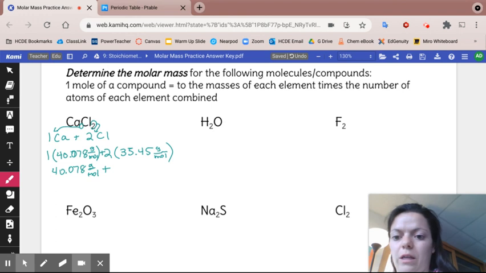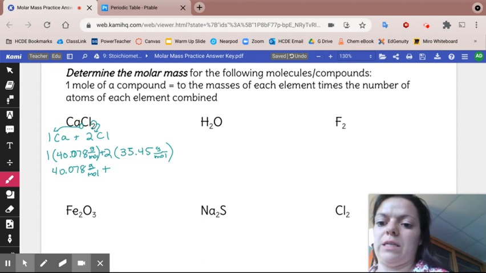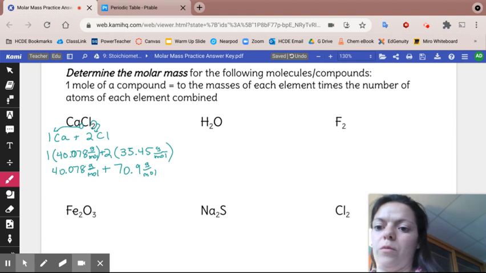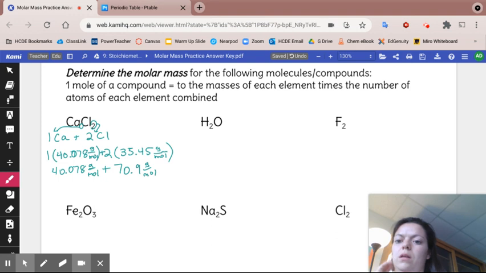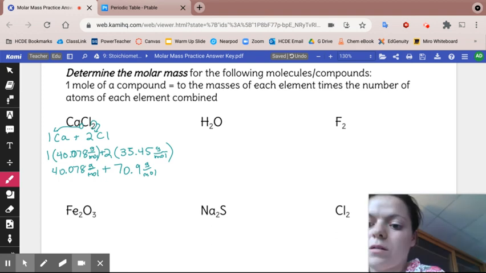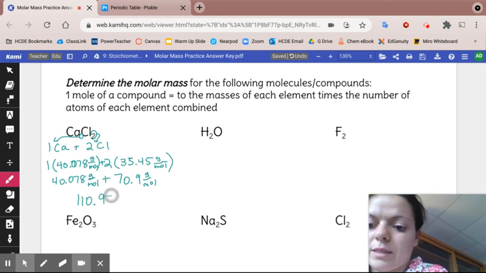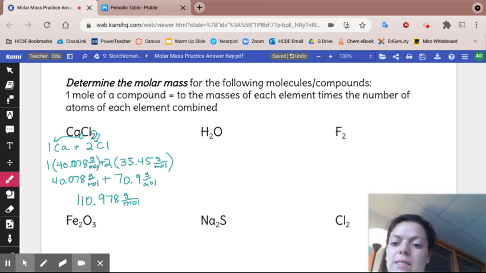Pull out my handy dandy calculator. 2 times 35.45, which is going to equal 70.9 grams per mole. And then I'm adding those 2 numbers up to get my final total of the molar mass of a single mole of this compound. So that would be 110.978 grams per mole.